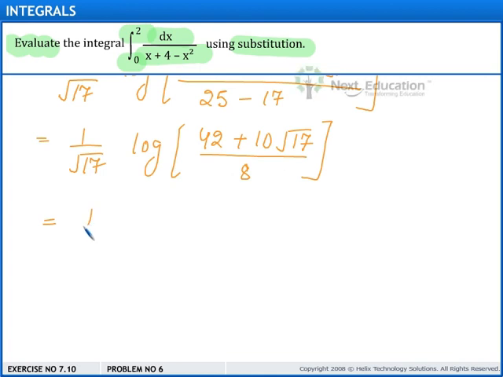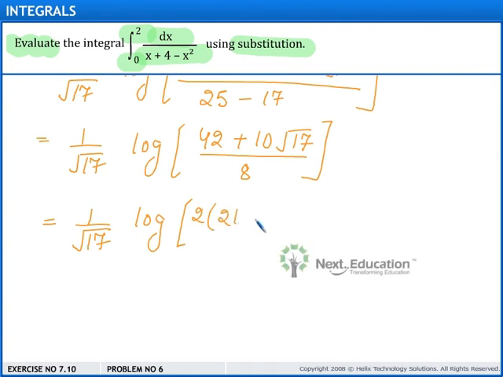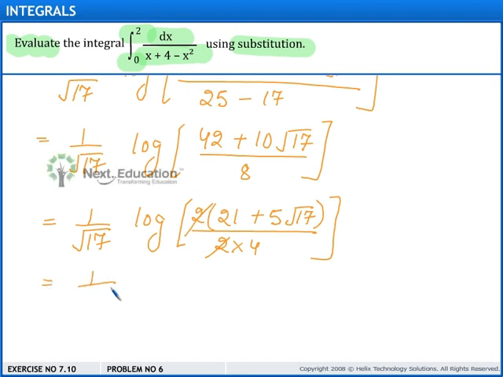and this is further equal to 1 upon square root of 17 log of, now taking 2 common from the numerator, we have 21 plus 5 root over 17, and the denominator 8 can be written as 2 into 4. On cancelling, this is further equal to 1 upon square root of 17 log of 21 plus 5 square root of 17 divided by 4.